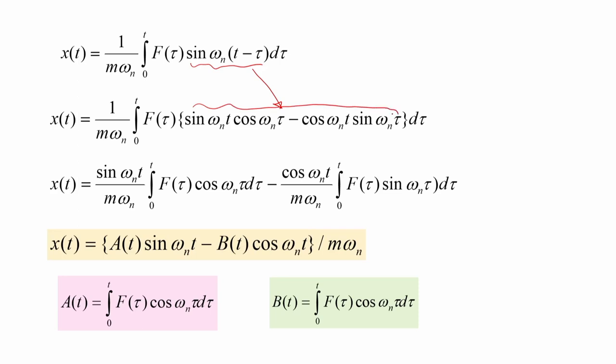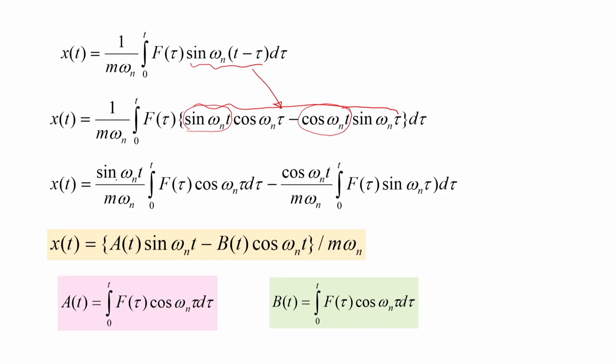So this is the decomposition of sine omega n (t minus tau). Okay. So after that, I can write that because the integration is with respect to 0 to t, so sine omega n t is considered to be a constant, as well as cos omega n t will also be considered to be a constant. So I can take these two terms outside the integral.